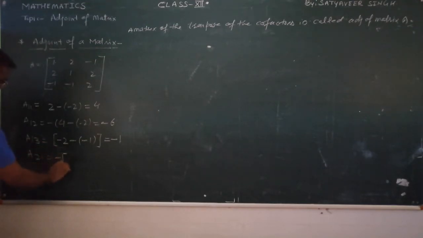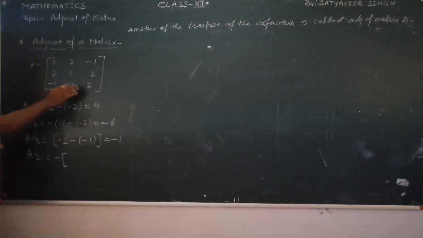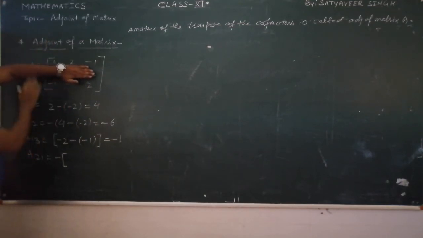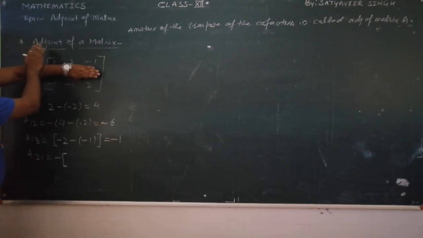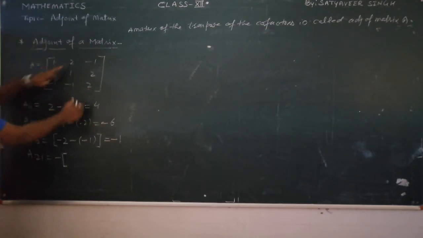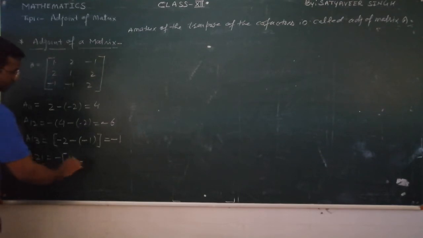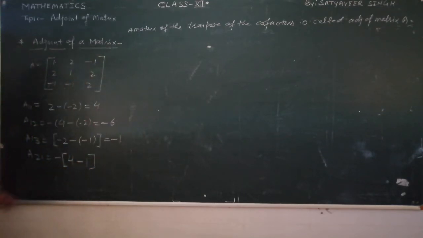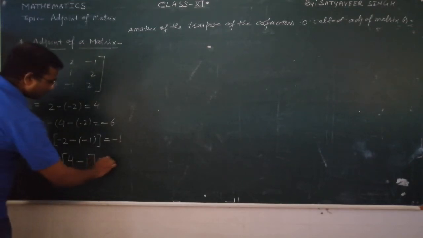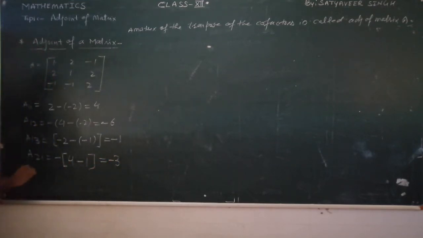Then similarly we will calculate what is A21. A21 comes negative in the beginning. So this is the second row, first column; I will hide it like this. The remaining elements you will multiply, 2 into 4, it is 4. And minus 1 into minus 1, it is 1 only. So we can write here 3. So this is minus 3.